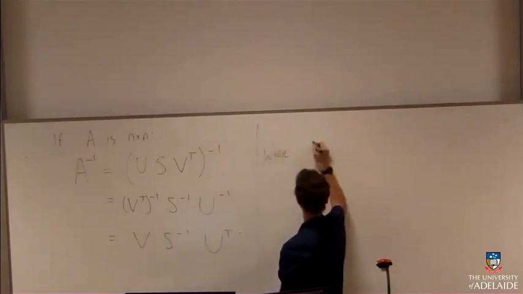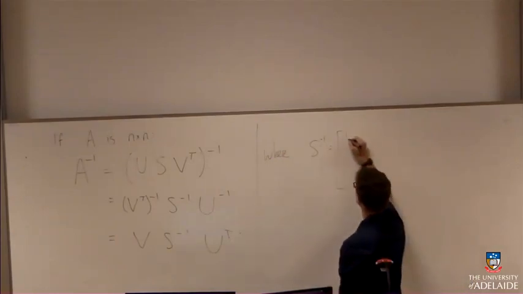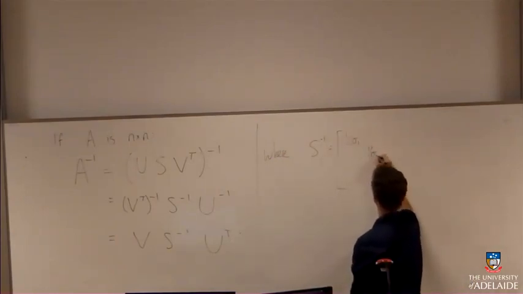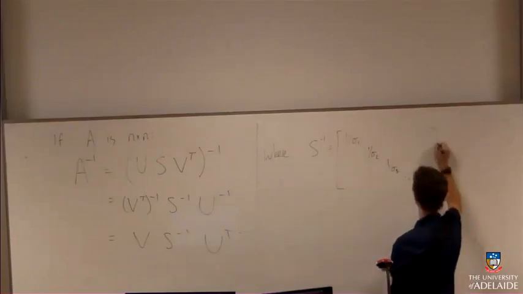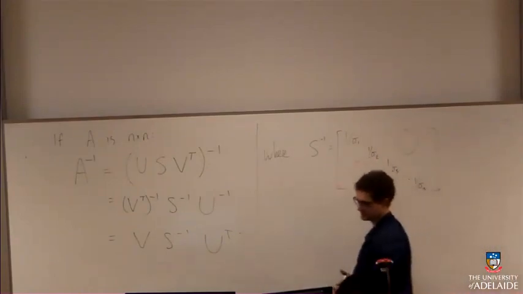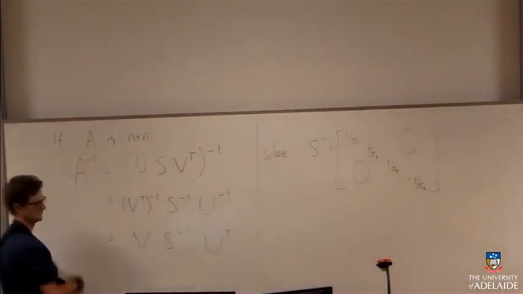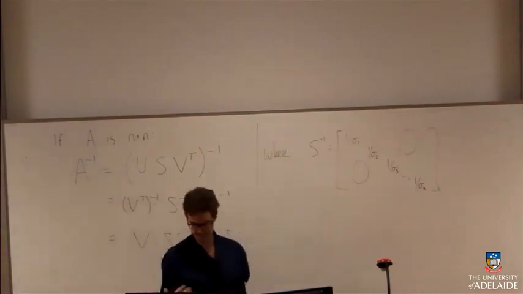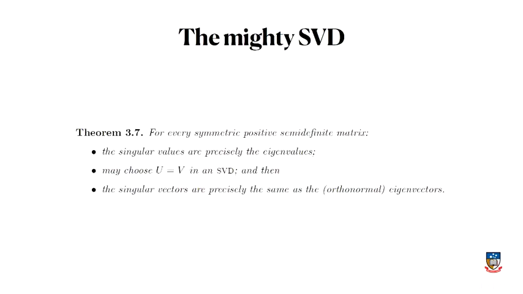Even better, because S is a diagonal matrix, S inverse just turns out to be 1 over sigma 1, 1 over sigma 2, 1 over sigma 3, all the way down to 1 over sigma n, with zeros everywhere else. Just as diagonalization was a really efficient way of factorizing a matrix and finding its inverse, it's exactly the same for the singular value decomposition. And that idea gives us a whole lot of other things as well.